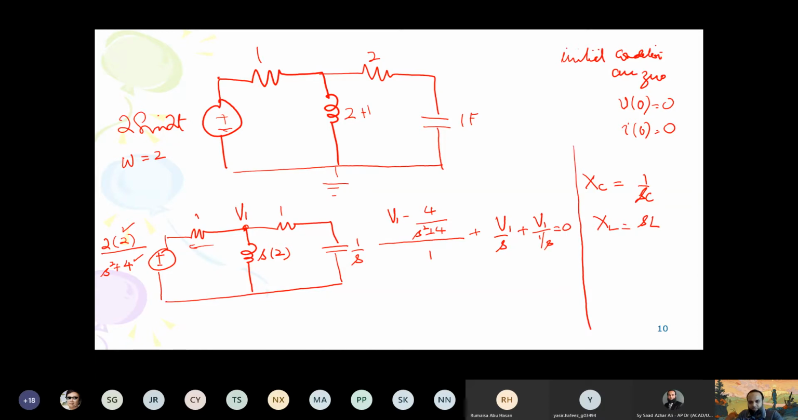So this is the simplest case that one would expect. There is no initial condition, no complication, no switch, no control source, nothing. So this is the easiest. I think we can easily proceed without any complication. Any question in this? Very basic, just to start.